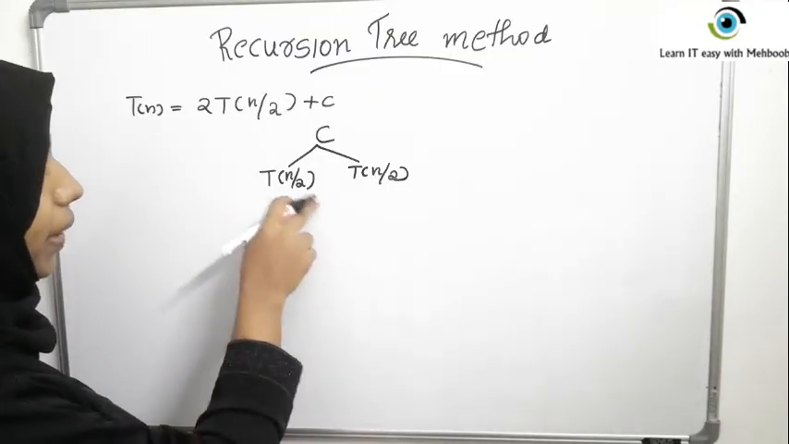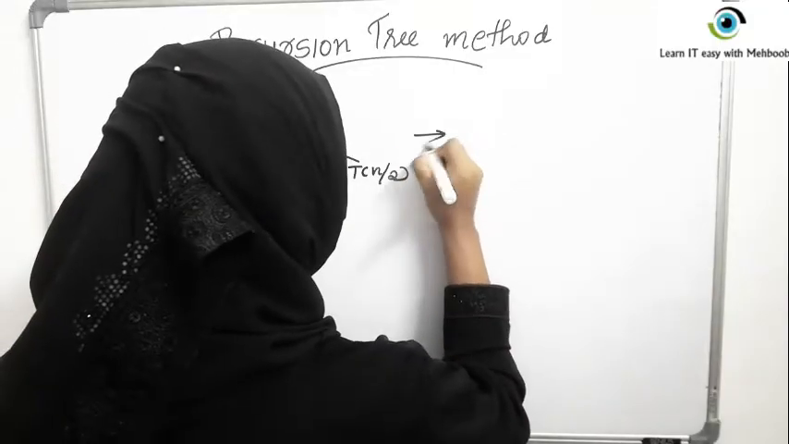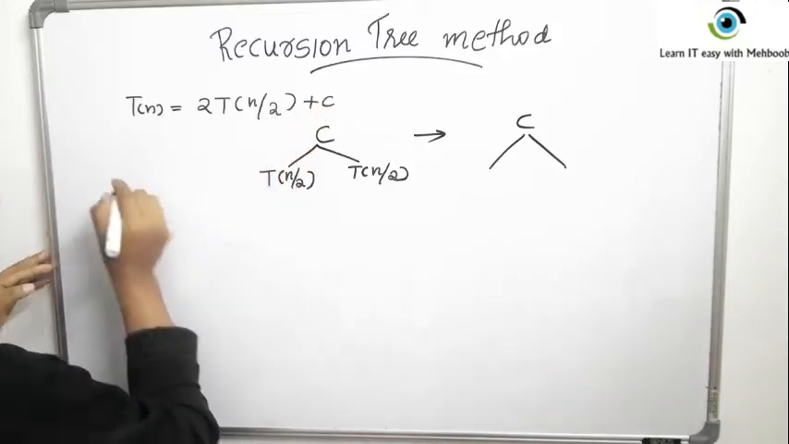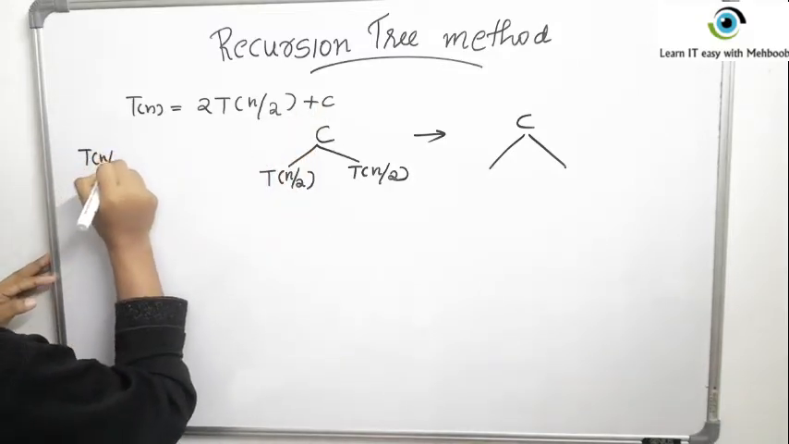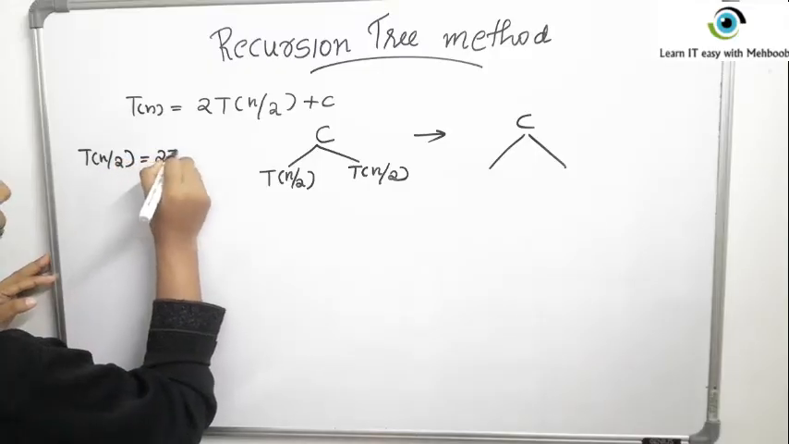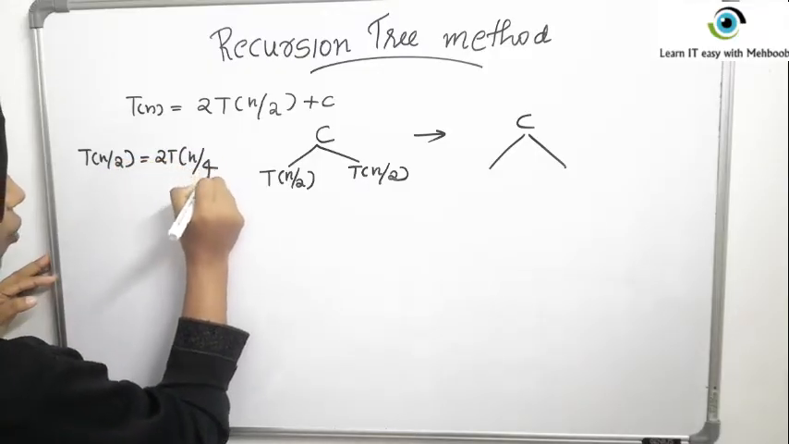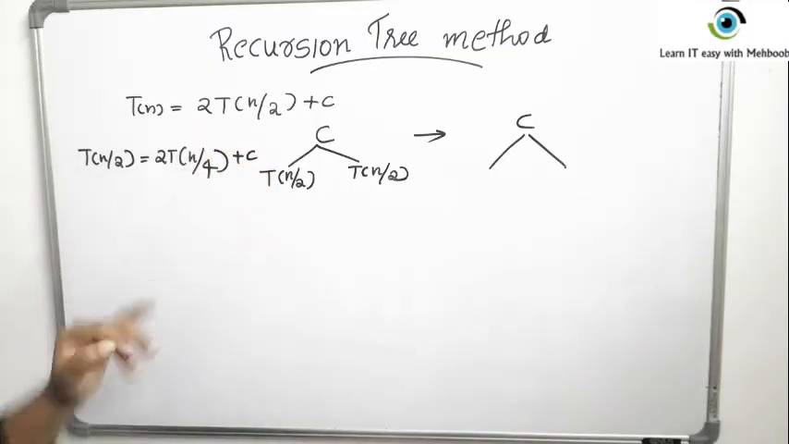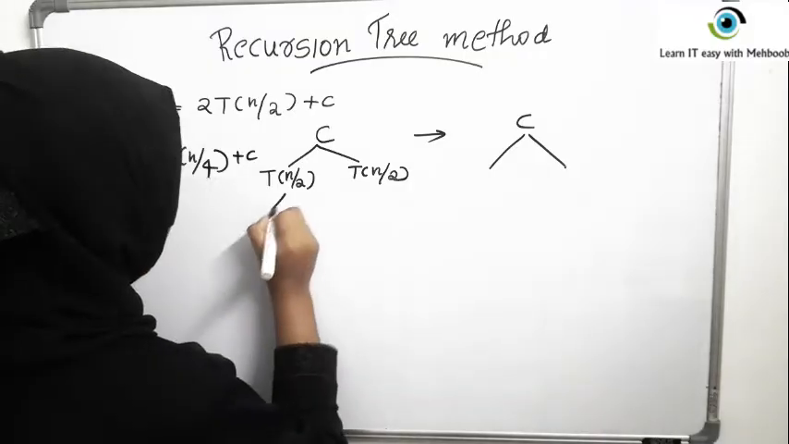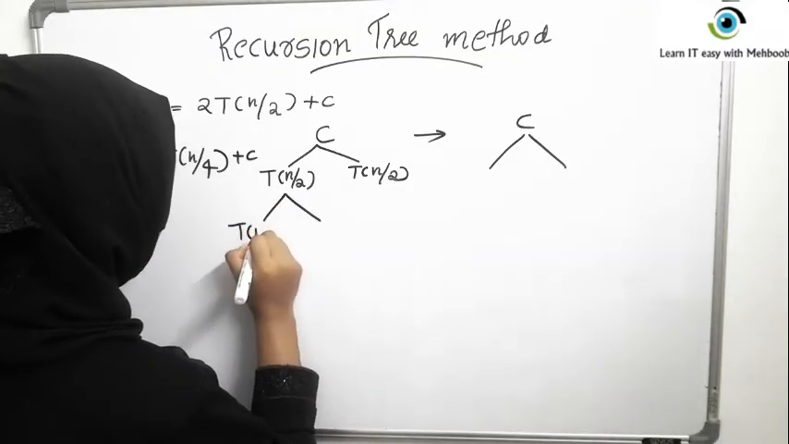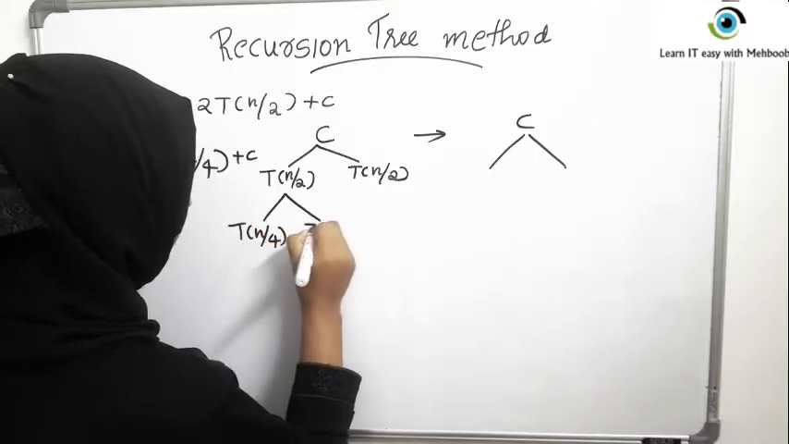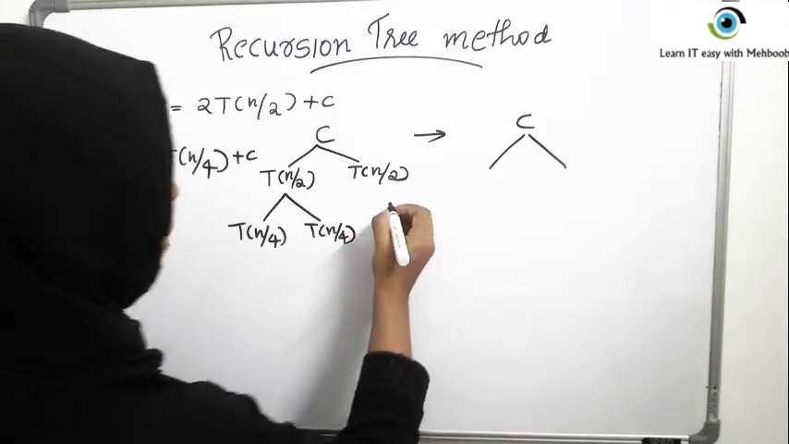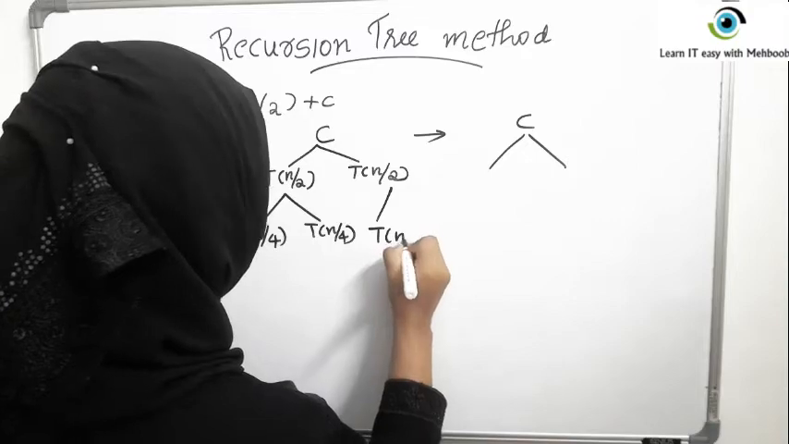So again, we can expand T of n by 2. So c, now see, T of n is equal to 2T of n by 2 plus c. So T of n by 2 will be definitely 2T of n by 4 plus c, c being a constant is unchanged. So T of n by 2 is 2T of n by 4 plus c. So T of n by 4, T of n by 4. Now here also T of n by 4.